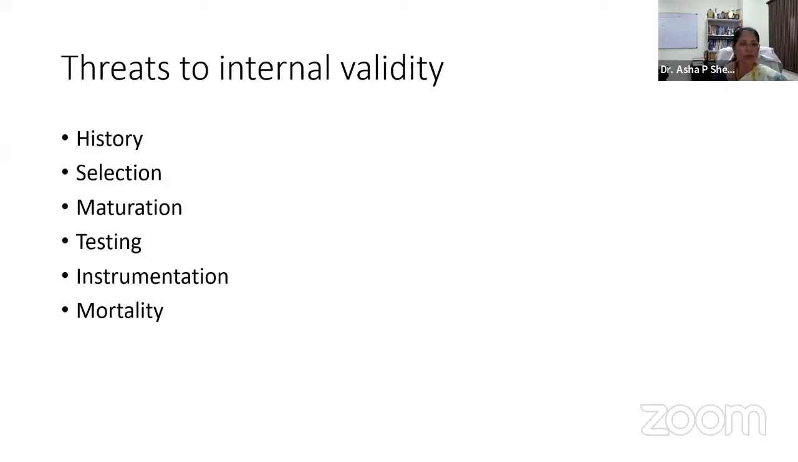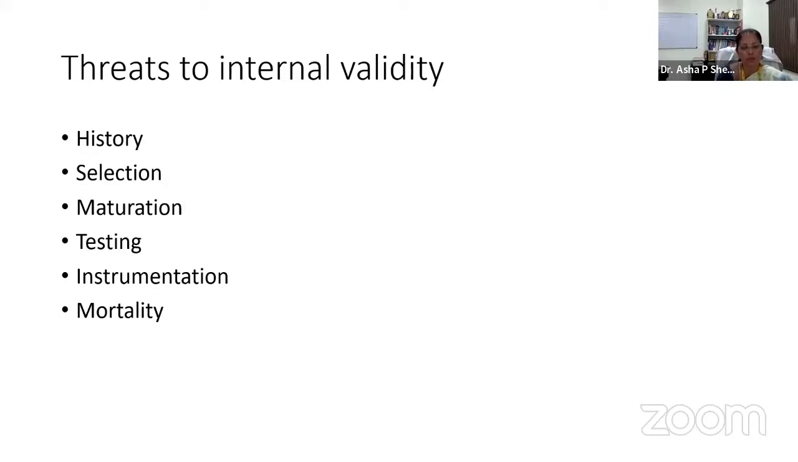Selection is another important aspect. It is how we are identifying the participants, and how we are randomizing and including them in the different groups. That is the selection bias. That is, how we are allotting subjects to the experimental group and the control group.